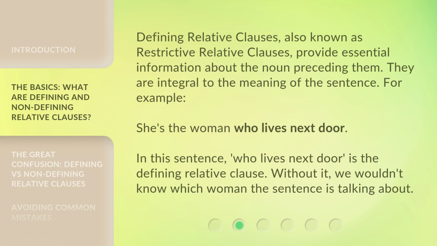Defining relative clauses, also known as restrictive relative clauses, provide essential information about the noun preceding them. They are integral to the meaning of the sentence. For example, she's the woman who lives next door. In this sentence, who lives next door is the defining relative clause. Without it, we wouldn't know which woman the sentence is talking about.